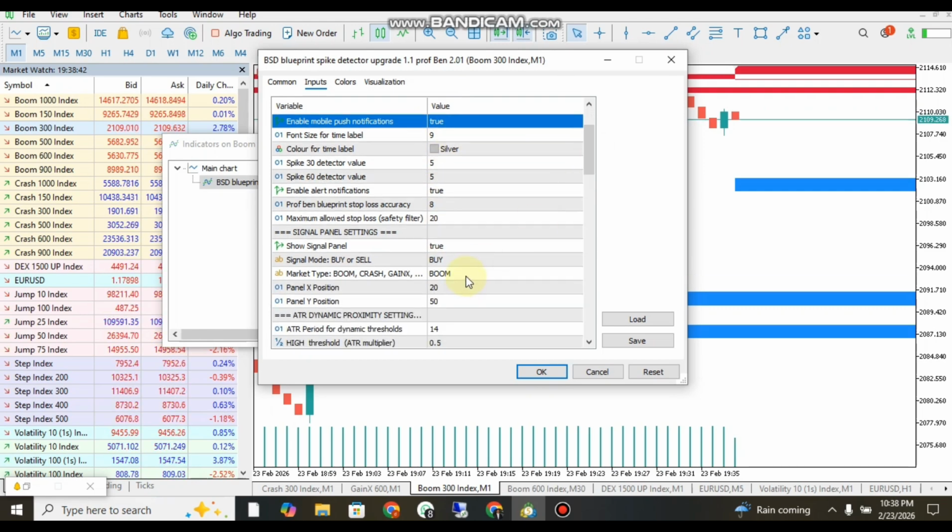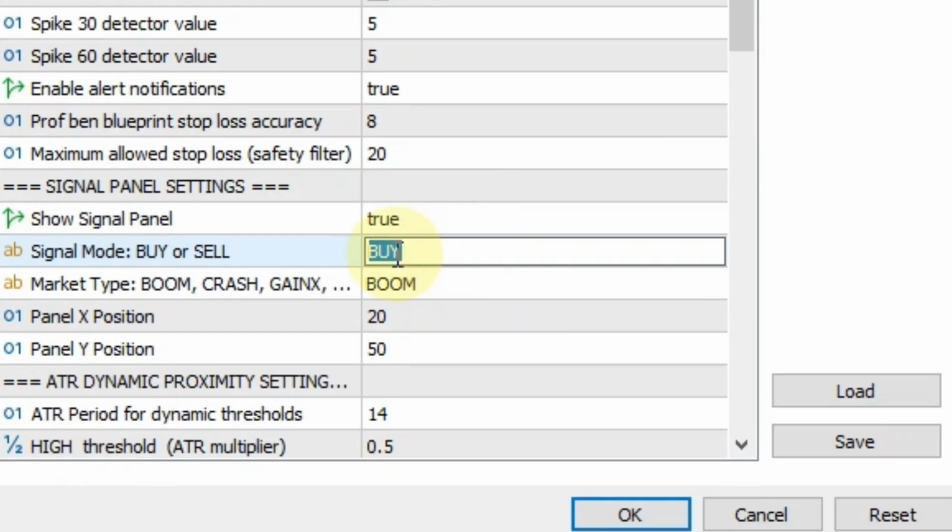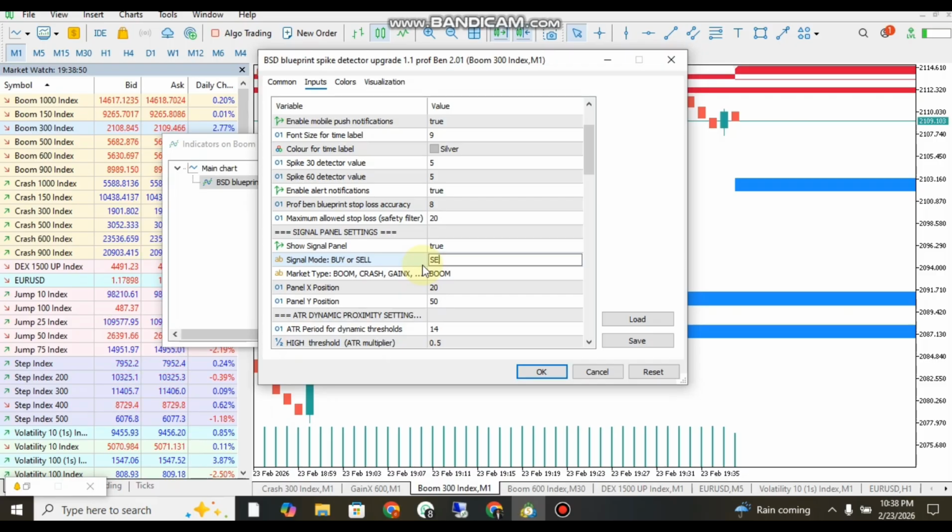And by the way, the first 10 settings are set using lesson 2. That one did not change. First 10 settings were used in lesson 2. So now I put sell on signal mode if I'm trading crash market or pain market.